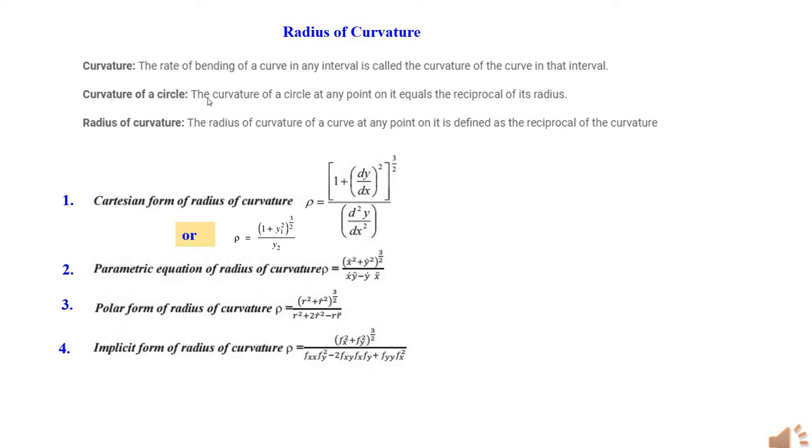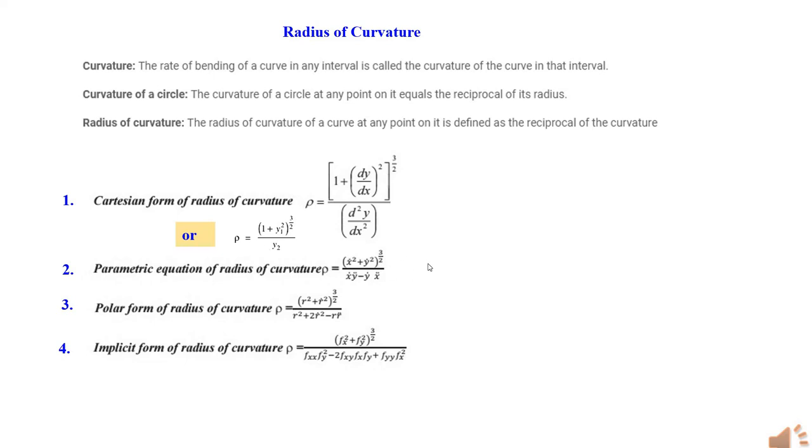Curvature of a circle is the reciprocal of its radius, and radius of curvature in general is nothing but the reciprocal of the curvature. So find the curvature, find its reciprocal. So that is how radius of curvature is defined.